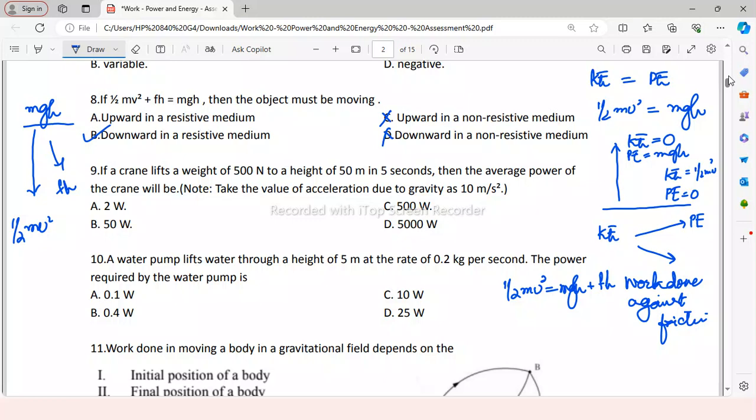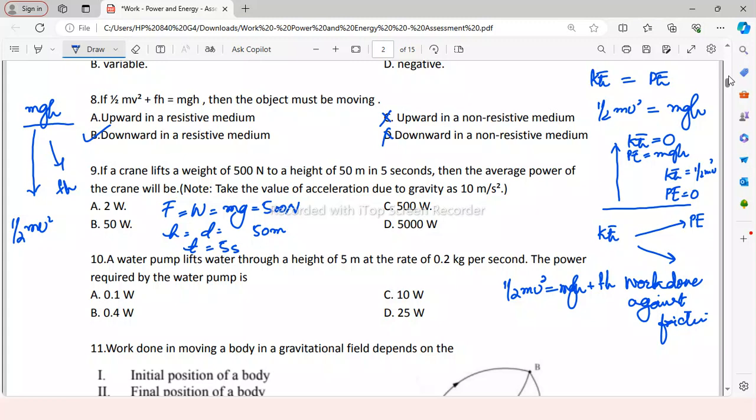Then if a crane lifts a weight of 500 Newton, see weight is the force of gravity. So weight और force दोनों का unit same होता है. आप weight लिखे या आप directly product of mass and gravity लिखें, एक ही बात है. 500 newtons आ गया to a height of 50 meter, यानी जो उसने displace किया है object को, जो इन्होंने height mention की है, it is 50 meters in 5 seconds. Time जो इन्होंने mention किया, it is 5 seconds.